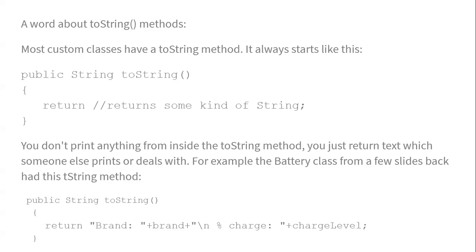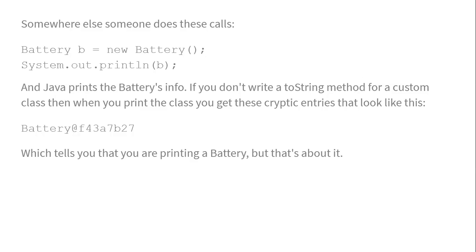So here's an example of the battery class. It returns the battery brand and the charge level. Somewhere, someone else does a call like this: battery B equals new battery, print, and then gets the information. And remember, if you're trying to get a print and it's supposed to be pretty, but you get something like battery at F43A7B27, that means that there's a problem with the toString method.